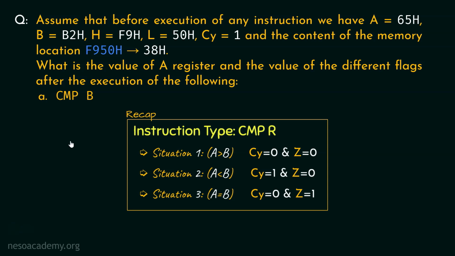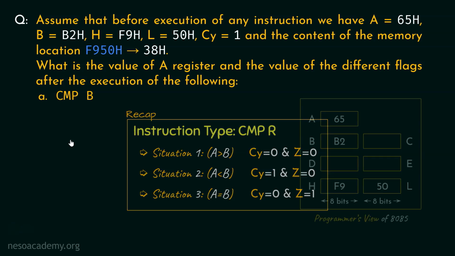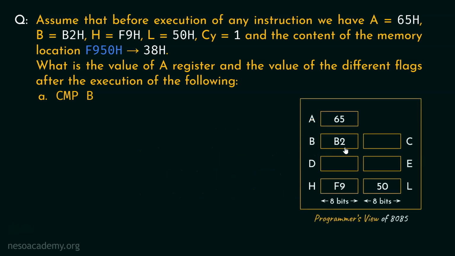Now how is this comparison performed? I hope you remember the microprocessor in this case uses the subtraction operation. So basically the value B2 is going to be subtracted from the value 65. So when the microprocessor will execute the instruction CMP B, in the subtraction, the minuend is going to be 65H and the subtrahend is going to be B2H.